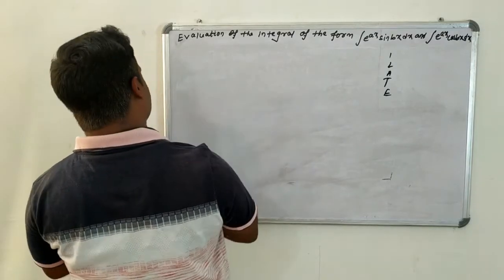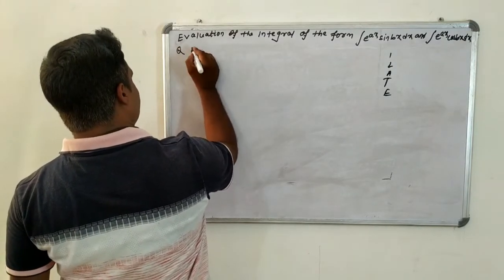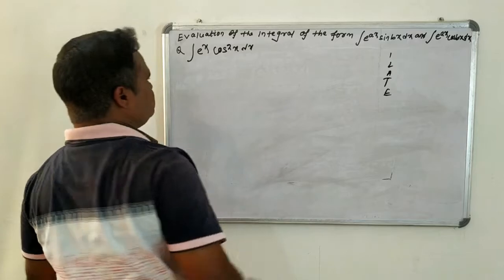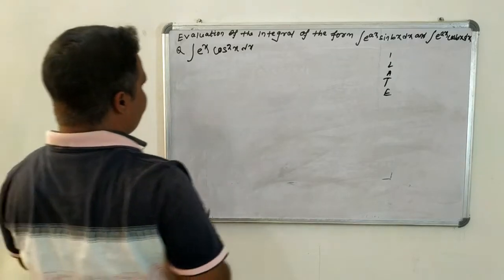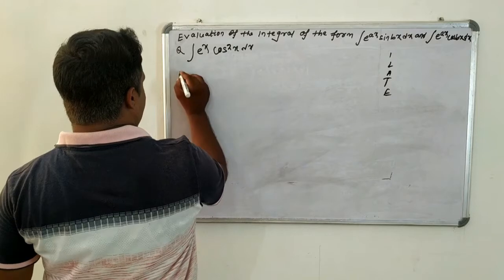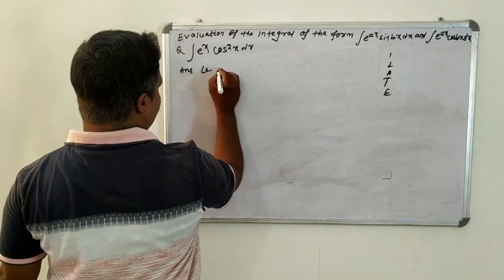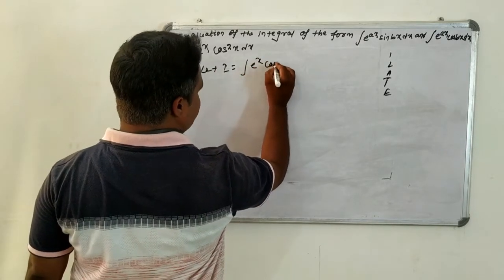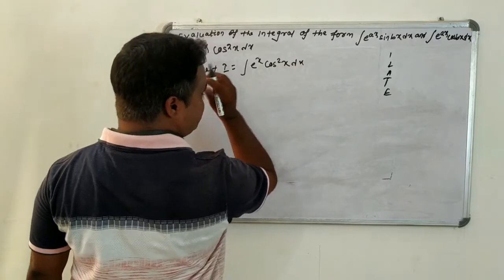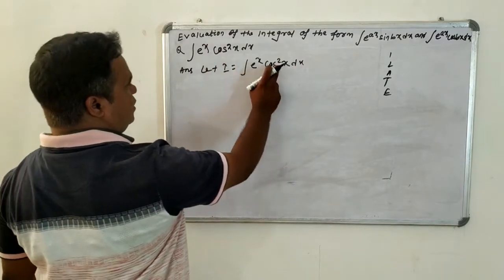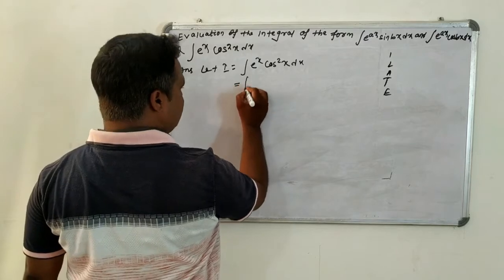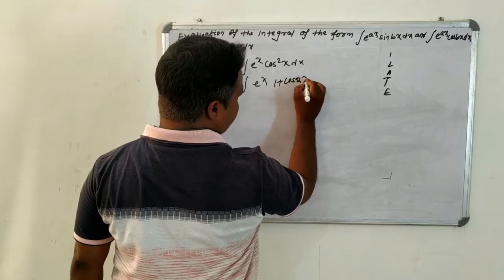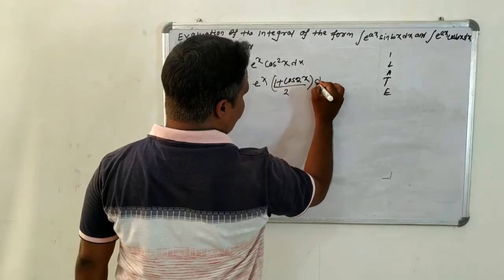Suppose the question is the integration of e^x cos^2 x. Okay, so firstly, this is the conversion factor. In the answer, let I equal the integration of e^x cos^2 x dx. First convert this factor, because it is a squaring factor, into the format of cos^2 x equals 1 plus cos 2x divided by 2, so e^x times (1 plus cos 2x) divided by 2 dx.